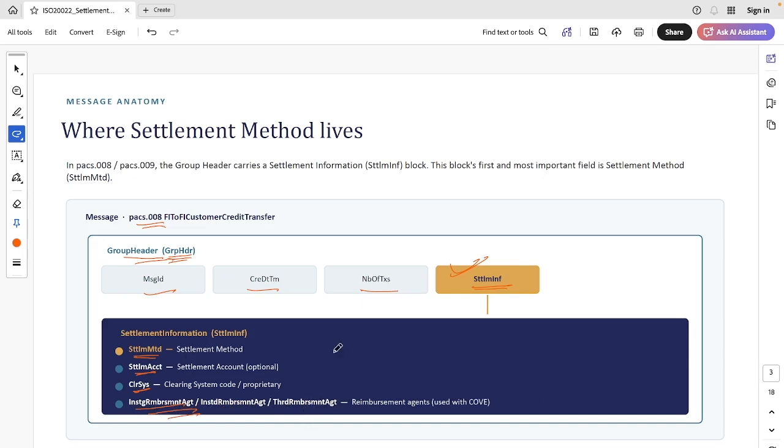Settlement account basically identifies the account through which the money will be settled. Then this one identifies a clearing system, and these agents are mainly relevant when the settlement method is COVE. So whenever you analyze a PEX 008 or PEX 009 message, always look at the group header, then go to the settlement information, and then go to the settlement method path. This is where the settlement method lives.